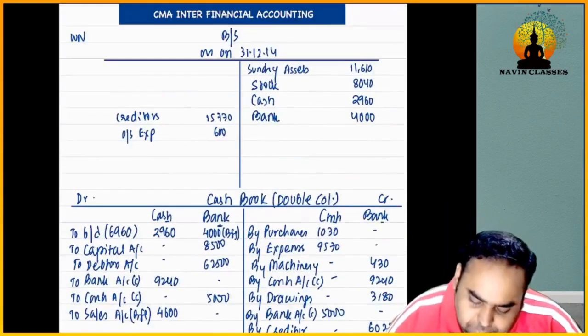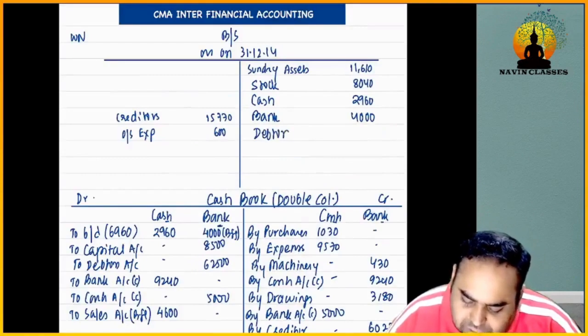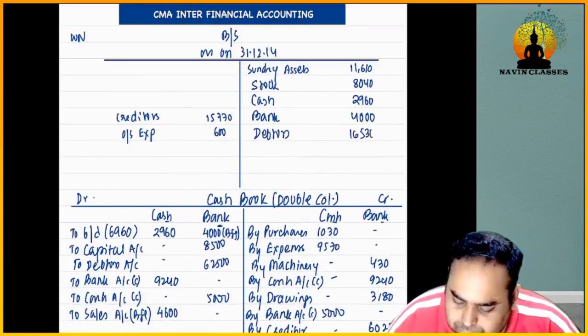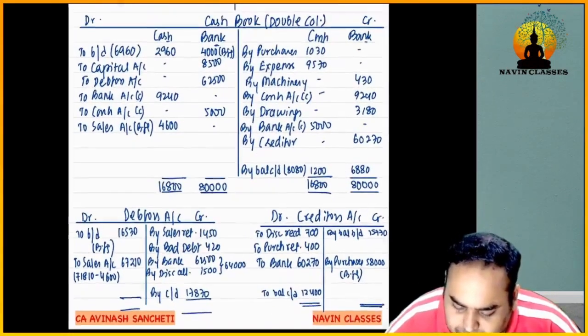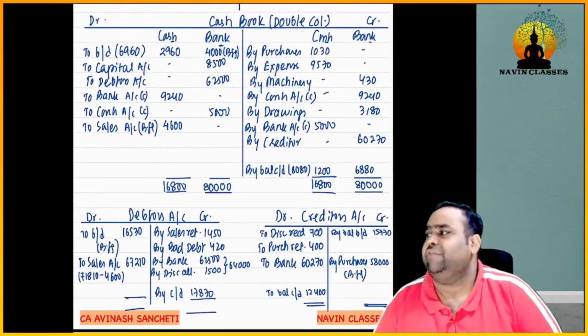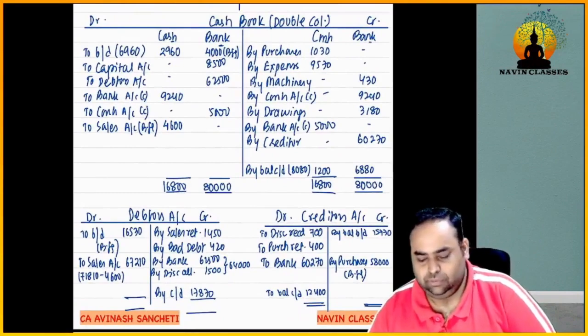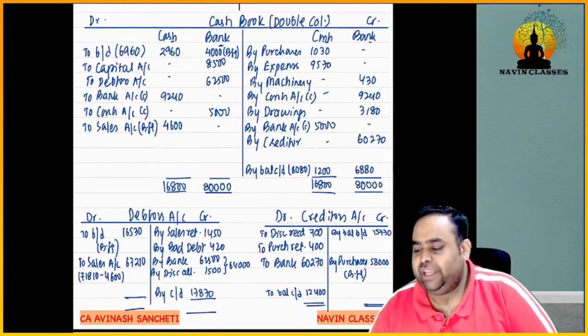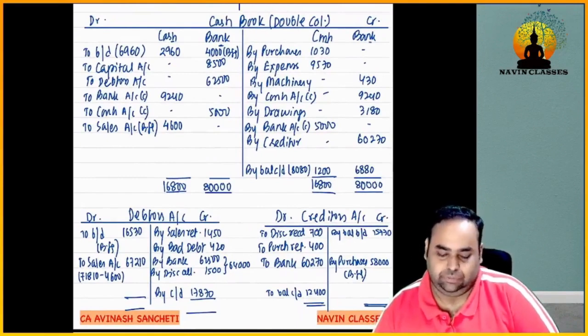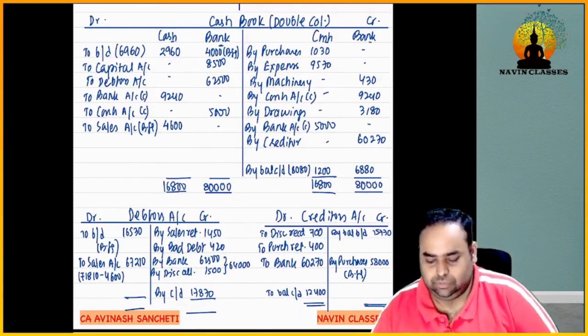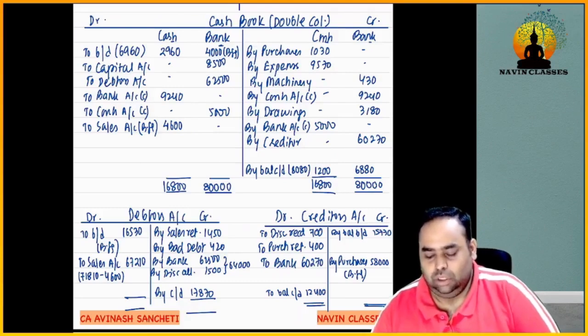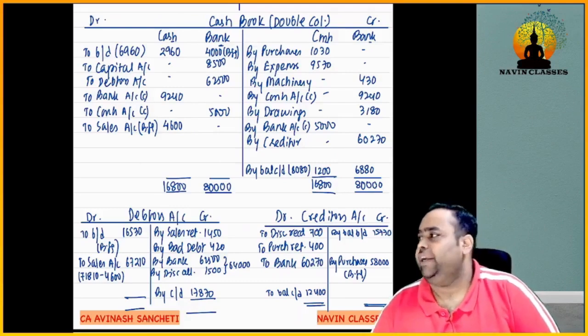I'm showing this debtor's balance in the balance sheet. It's 16,530. This debtor's balance will go in the balance sheet. It is 16,530. So tell me, were you able to solve this?